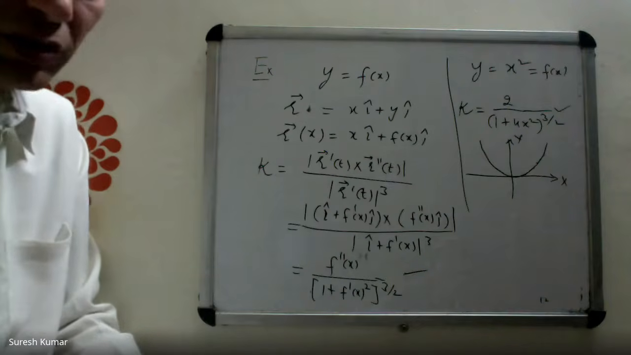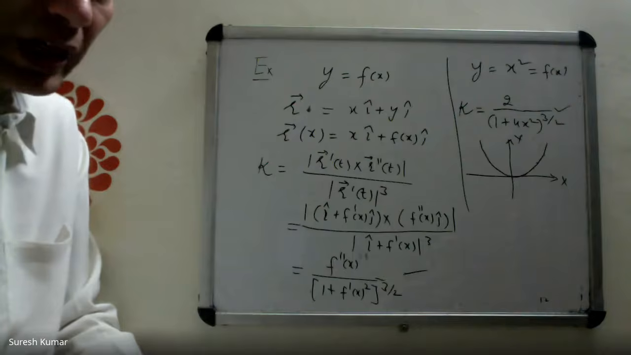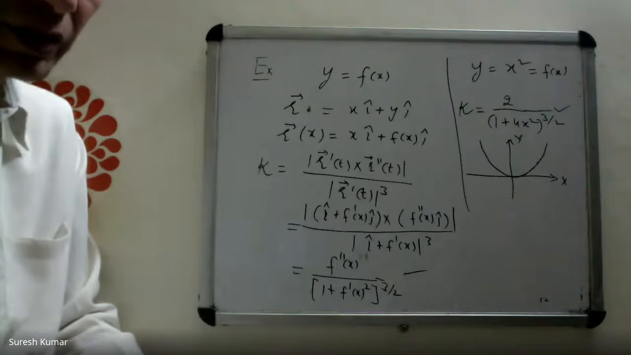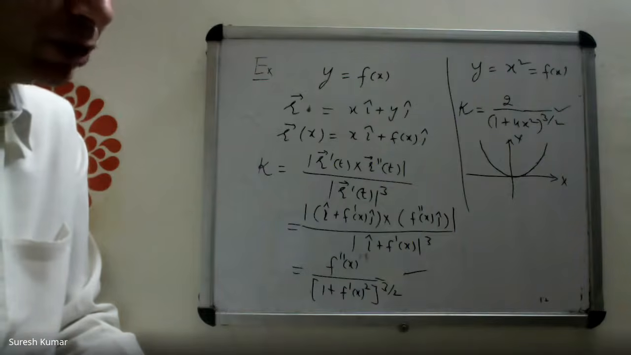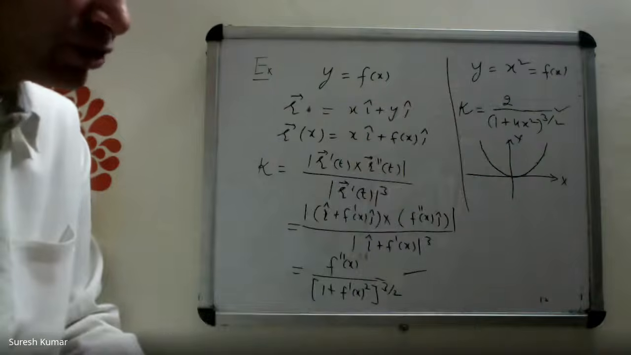Earlier you found curvature for the circle and helix; those were constants because the bending was uniform there. But here it is a parabola, so it depends on x. At different points you will get different curvature.